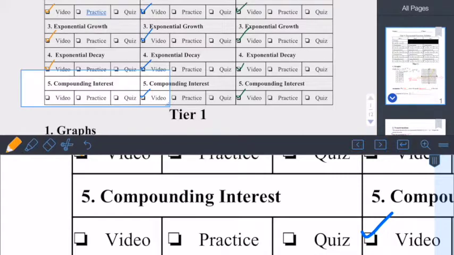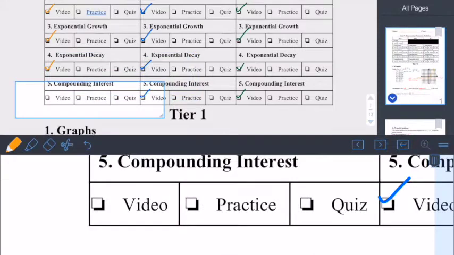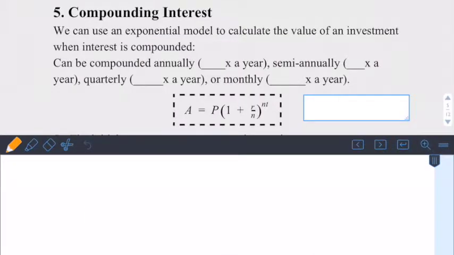This is Ms. Bensman, and this is Tier 1, Lesson 5 on compounding interest. Okay, so we are going to be talking about compounding interest. We can use an exponential model to calculate the value of an interest when interest is compounded.